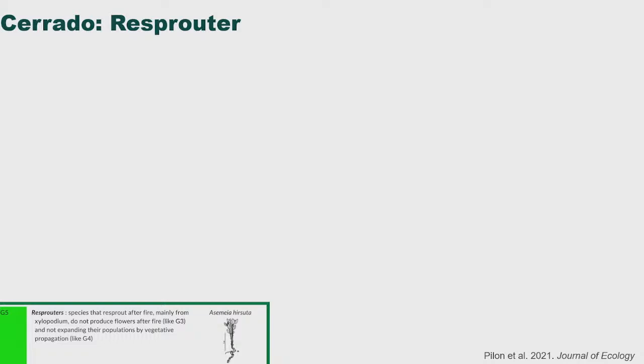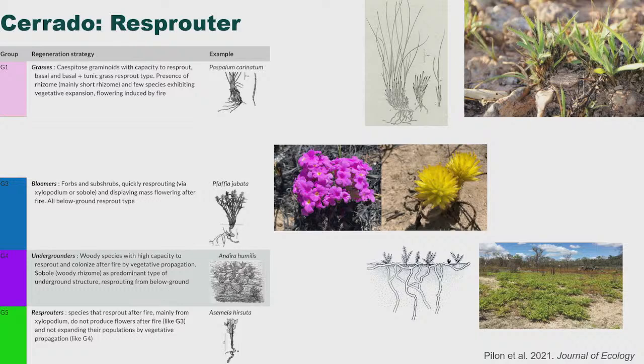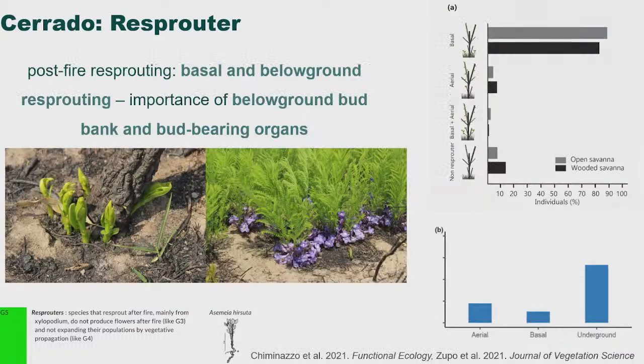Resprouters are much easier. So when I talk about the resprouters, I'm talking about all of these strategies that Pilon described. I'm talking about grasses resprouting after fire. They have buds protected by the leaves. I'm talking about the ones that start flowering very fast after fire. I'm talking about the ones that can spread clonally. And I'm talking about resprouting generally from above and below ground. So we know that most of the species will resprout from basal and below ground buds, showing the importance of these underground structures in the system.